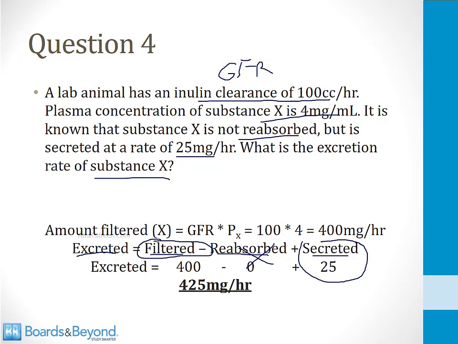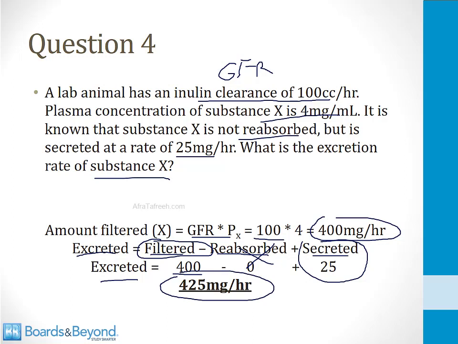The filtered load of any substance is the GFR times the plasma concentration. Using the values in the problem, that's 100 times 4 or 400 milligrams per hour. Therefore, our excretion rate is the 400 milligrams per hour that was filtered plus the 25 secreted, or 425 milligrams per hour. So a lot of numbers here, but this is very straightforward to solve.